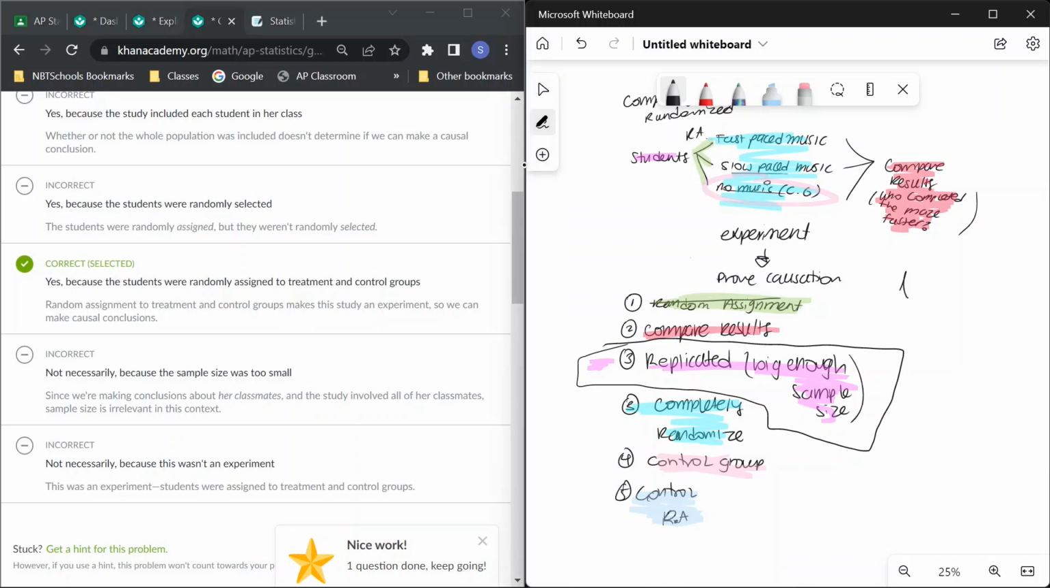Okay, so caveat: groups don't have to be randomly selected in order to be part of an experiment.